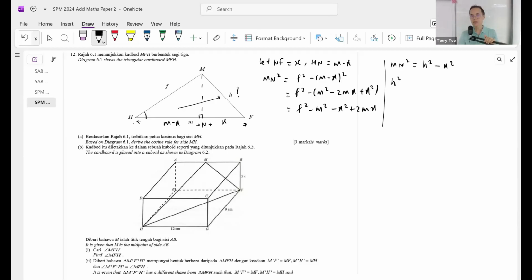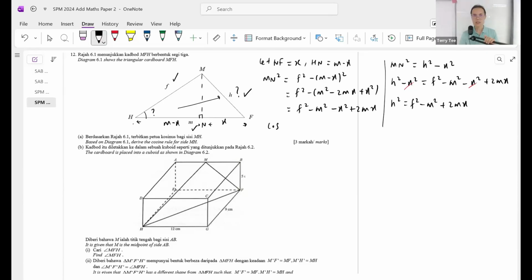Your h squared minus x squared is now f squared minus m squared minus x squared plus 2mx. We can cancel out your x squared and x squared. Your h squared is f squared minus m squared plus 2mx. So we still cannot solve this. Okay, you can call it equation 2, because remember, cosine rule, you need to use h, you use f, you need to use m, and we need this angle.